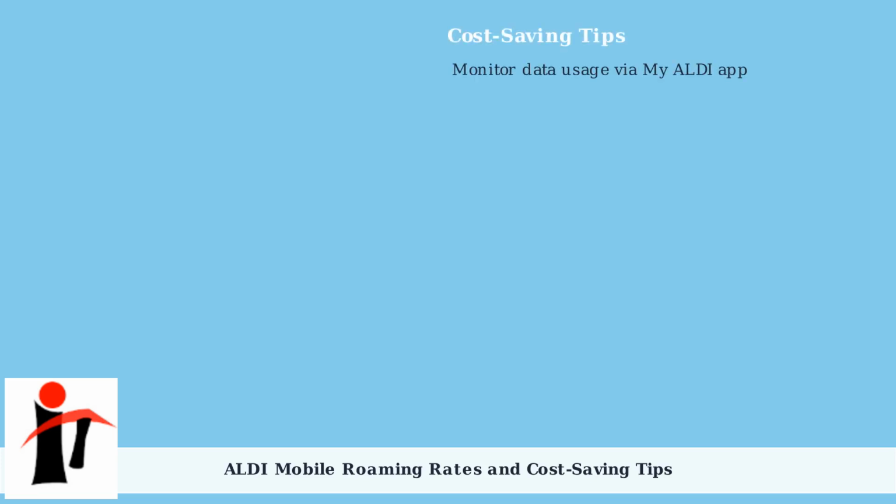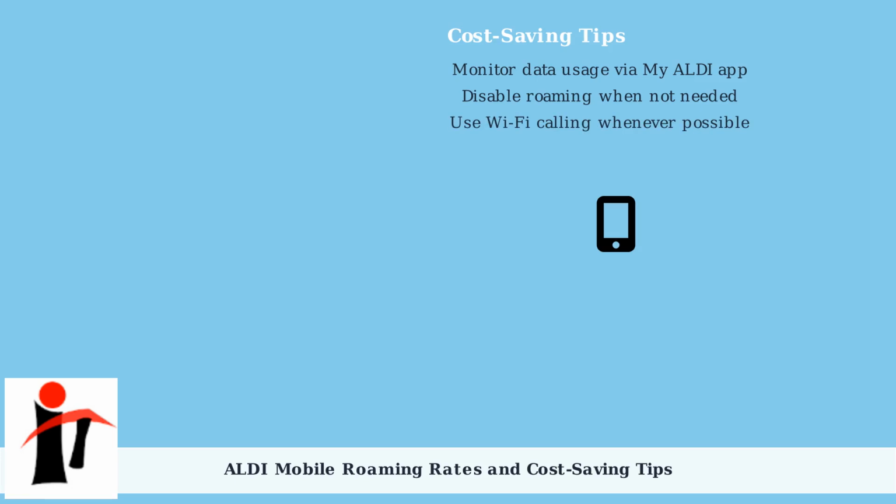Here are some tips to control costs. Monitor your data usage via the MyAldi app. Disable roaming when not needed. Use Wi-Fi calling whenever possible. Be aware that data speeds may be throttled after you hit your data cap. Using a VPN is recommended for security, especially on public Wi-Fi networks.